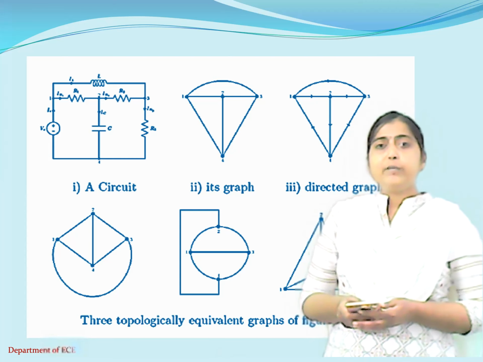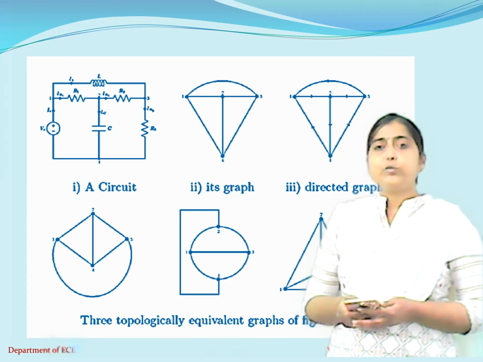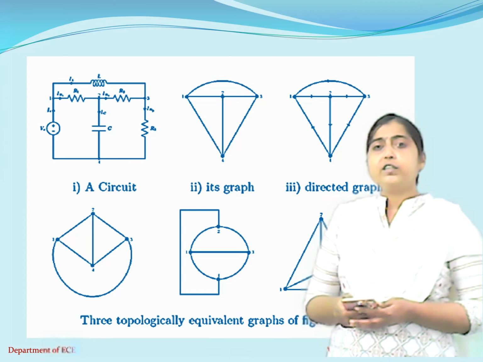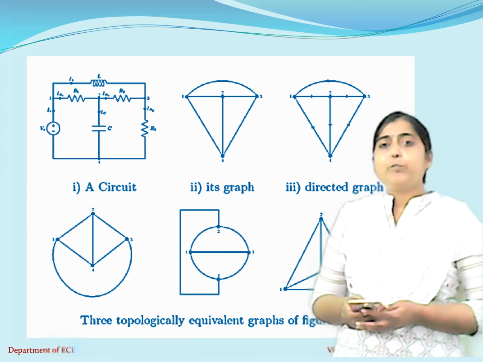So if you see here between first and the fourth node, there is a voltage source, so it has to be replaced with a line. Similarly, between second and fourth node, there is a capacitor, it has to be replaced with a line. Similarly, with respect to first and second node, there is a resistor which has to be replaced with a line. Then between second and third node, there is a resistor. This has to be replaced with a line. Now coming to this first to third node, there is an inductor which has to be replaced with a line. Similarly, between third and fourth node, there is a resistor which has to be replaced with a line. So this is a simple graph.